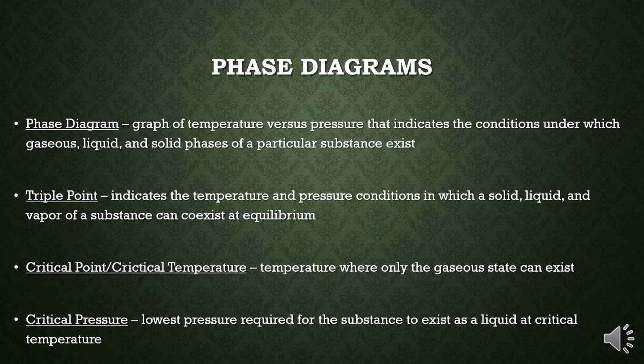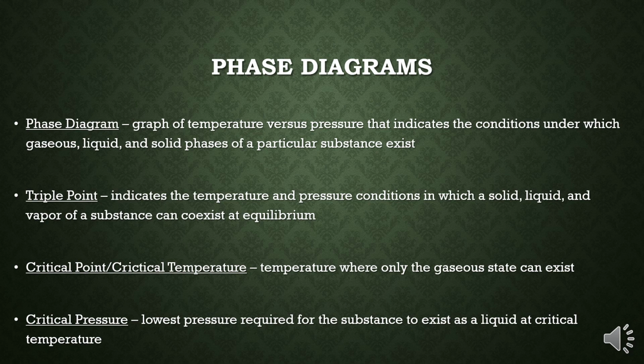Phase diagrams. These are graphs of temperature versus pressure that indicate the conditions under which the gas, liquid, and solid phases of a particular substance exist. Triple point. This is an interesting area where the temperature and pressure conditions are just perfect, where you get solid, liquid, and vapor of a substance all at the same time. So water, for example, will be going between gas, liquid, and solid all the time. You'd have sublimation, freezing, melting, evaporation, boiling, all happening at once.